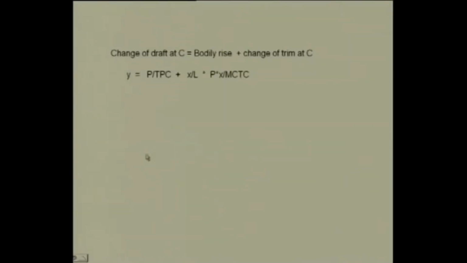Now in this particular case, the only thing which looks new here is that x. This y is the change of draft at that point C, and x is the distance of that point from the center of flotation. Like we did in the previous problem, where we saw what happens when a ship dry docks at a point which is not at the aft perpendicular, the same thing applies: x is the distance from the center of flotation to the point C, where it hits the ground or whatever rock. So this is the expression for the change of draft at C.